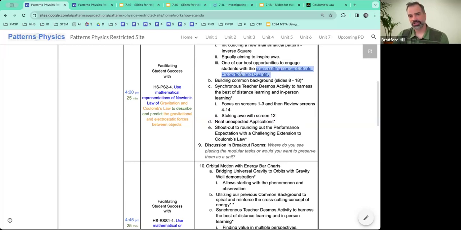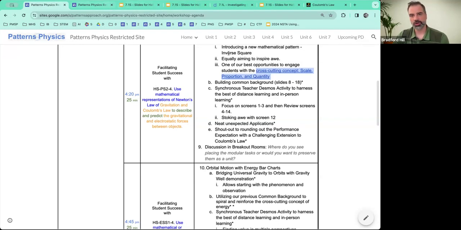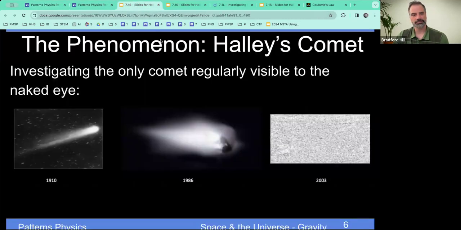Okay, so now let's show how we are building common background. I'll throw it over to Matt. How are we building common background and achieving the things that I just mentioned? So we're going to jump into the slides.